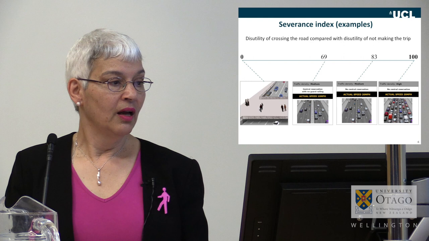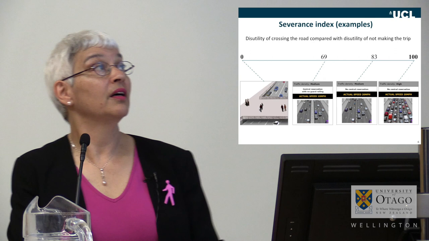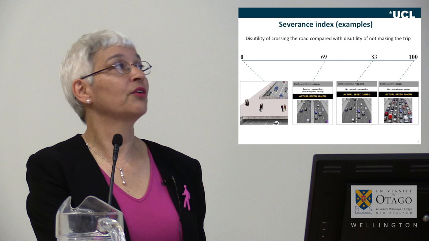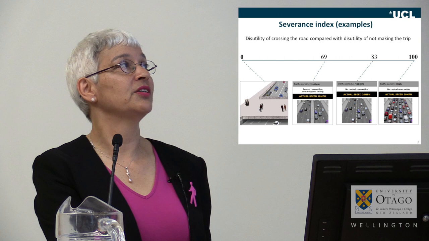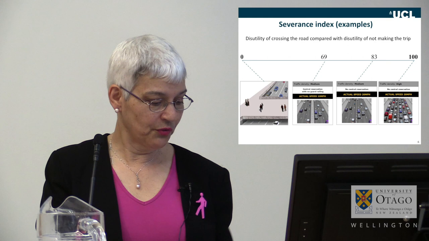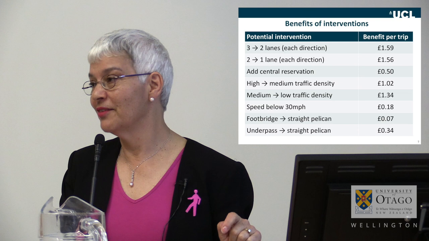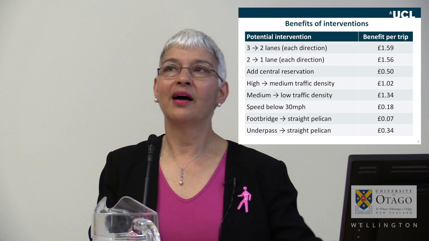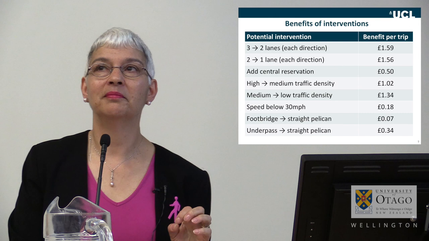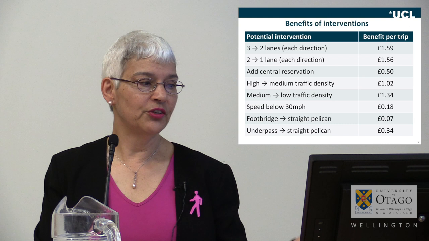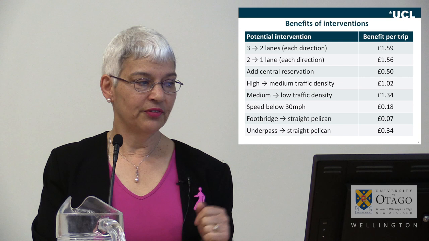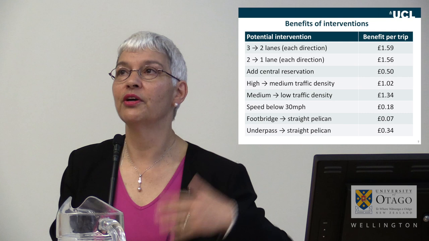Paolo has developed a severance index which varies from zero, where people can cross at grade with no inconvenience at all and it's the motor vehicles that are diverted, through to 100 where nobody would possibly cross the road, and all sorts of things in between. These are unpublished, they're still draft. But this is about how much people are valuing the various different factors. So going from three lanes in each direction to two lanes in each direction is worth about $3 New Zealand, and likewise for two to one lane, and $1 for adding a central reservation that divides the road crossing into two shorter dashes.